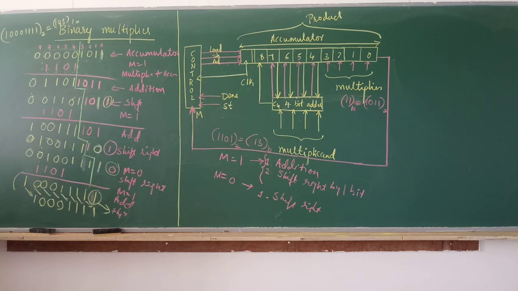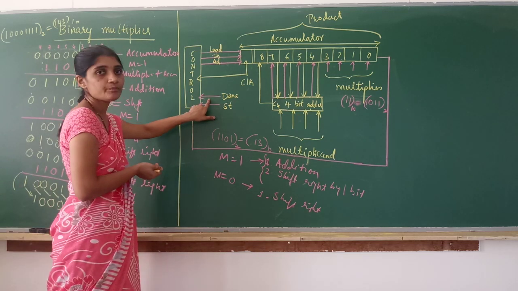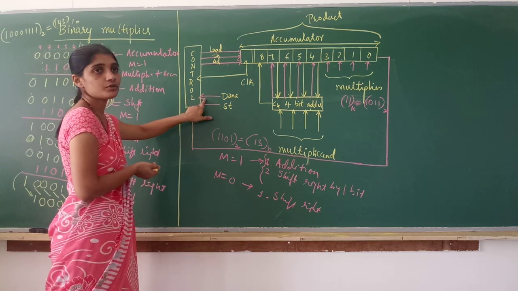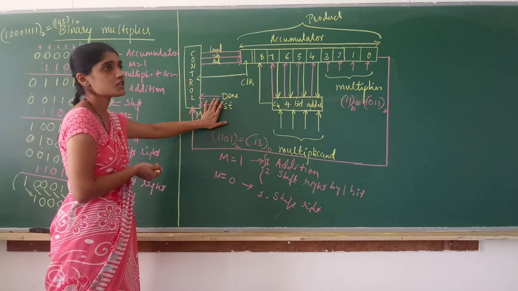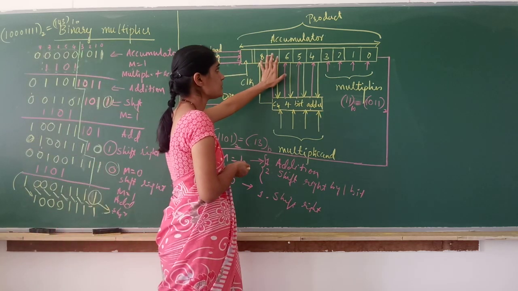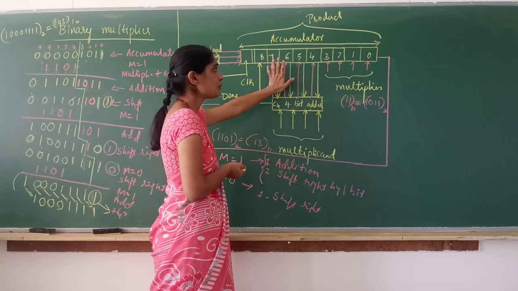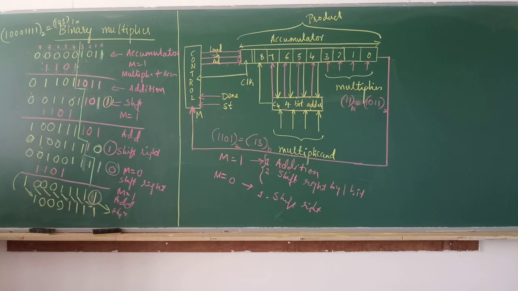Okay. So this is how the process continues, and once all the multiplier bits are added with the multiplicand, what should happen? There will be a done signal given as input to the control unit, which terminates the multiplication process. It is an indication to stop the multiplication, and the product will be stored in the accumulator. So finally the accumulator content will be the product of the multiplicand and the multiplier.